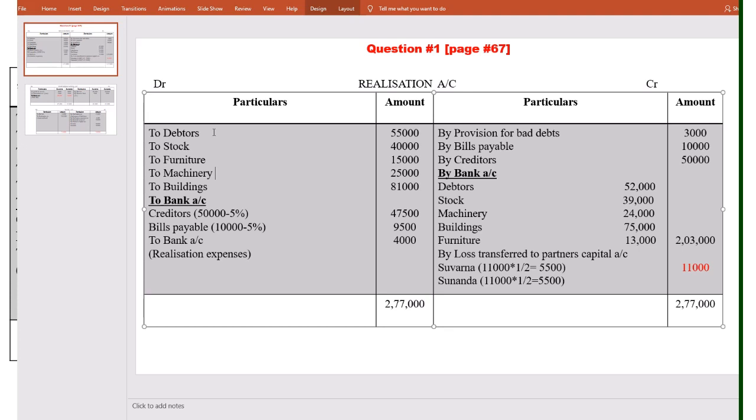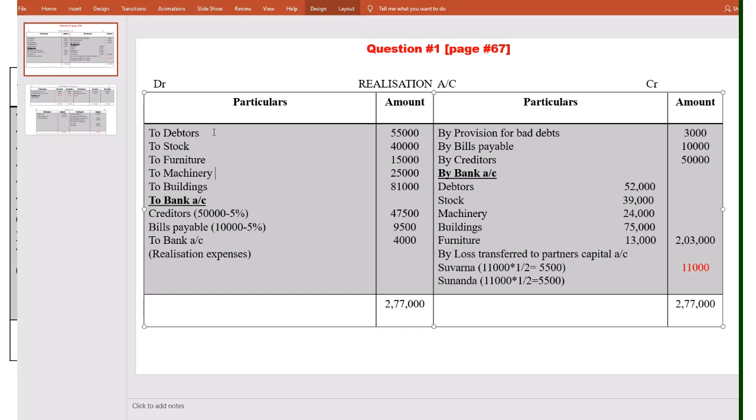After that, we go for the adjustments. With the adjustments, what assets are we going to sell? That is what is realized. Realization means selling out all your assets. After selling, you will get a certain amount, which will be transferred to the bank account, and with that bank balance, we are going to clear all the liabilities.